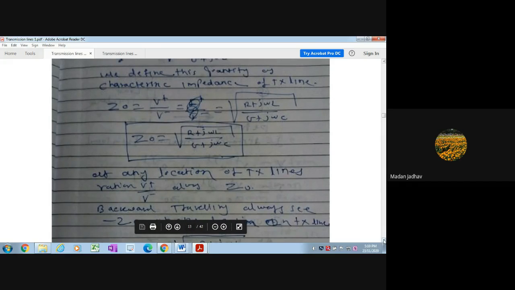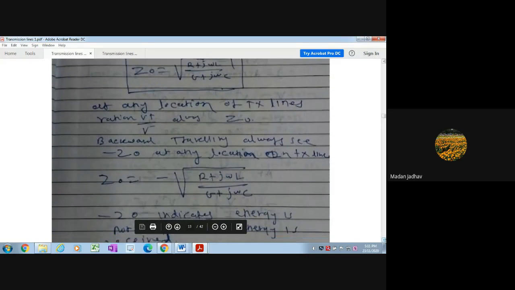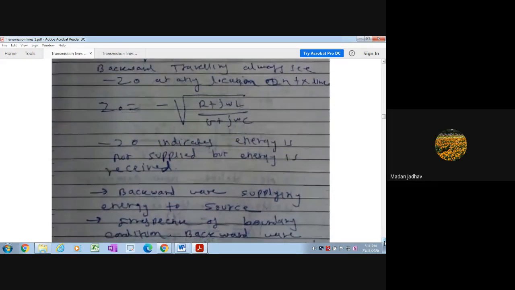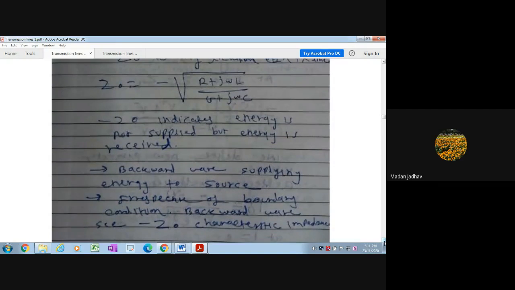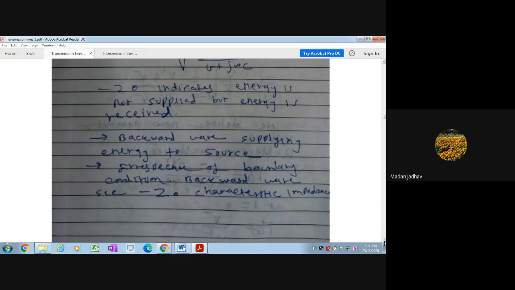Now there are two types of waves, the forward wave and the reverse wave. The backward wave is traveling from the load to the generator, and its characteristic impedance is negative. Negative indicates that the energy is not supplied but is received by the generator. That is, the backward wave supplies energy to the source irrespective of the boundary conditions. So the backward wave sees minus Z naught as the characteristic impedance.